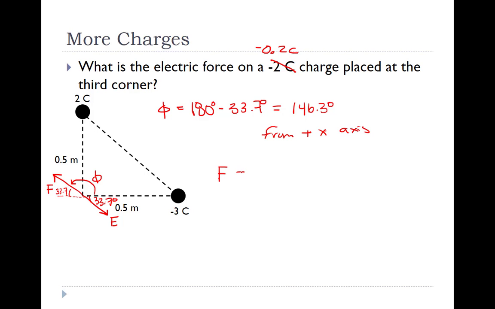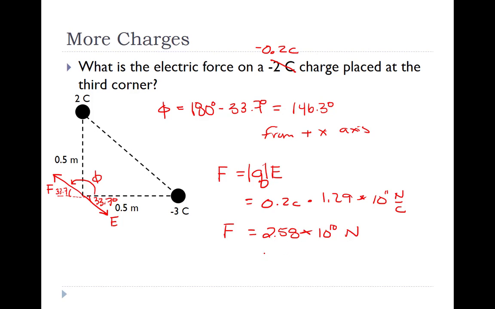The magnitude of the force will again be found with F equals QE, and I'm going to absolute value this guy in this case because I don't want that negative sign to screw up my direction. I already know what direction the force is in. So that's going to be 0.2 coulombs times, again, 1.29 times 10 to the 11th newtons per coulomb, which works out to the exact same magnitude we had in the last what if of 2.58 times 10 to the 10th newtons. And again, this is going to be at 146.3 degrees from positive x-axis.